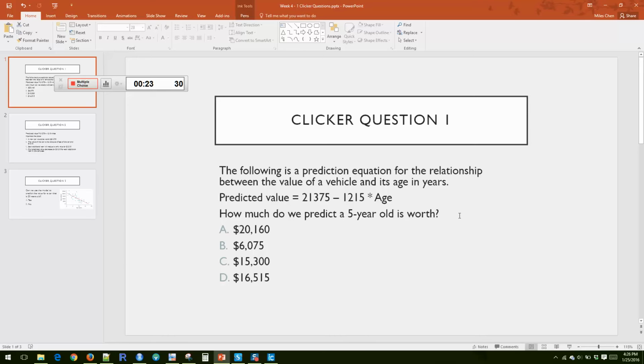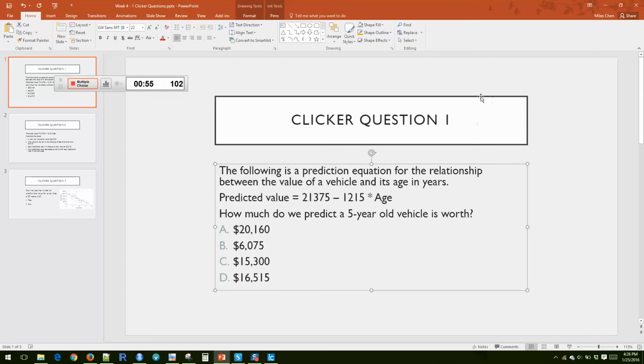Okay, try to answer this question. I hope you guys can see it. It says the following is a prediction equation for the relationship between the value of the vehicle and its age in years. Predicted value is equal to 21,375 minus 1215 times age. How much do we predict a five-year-old vehicle to be worth?